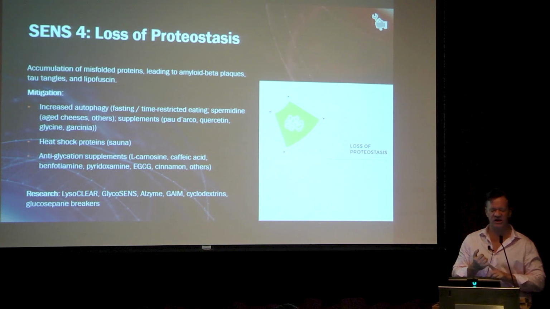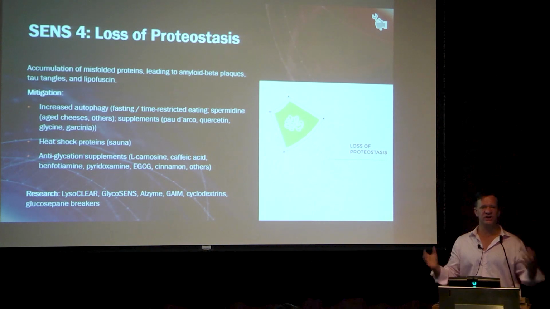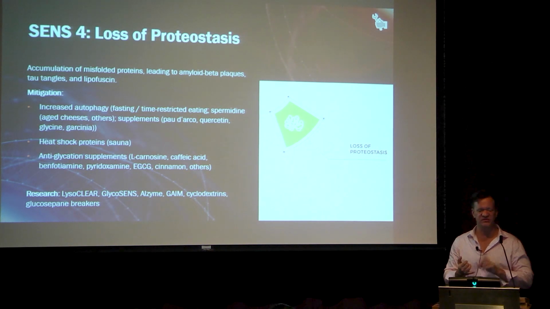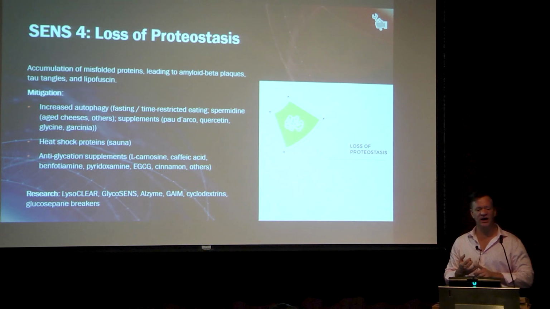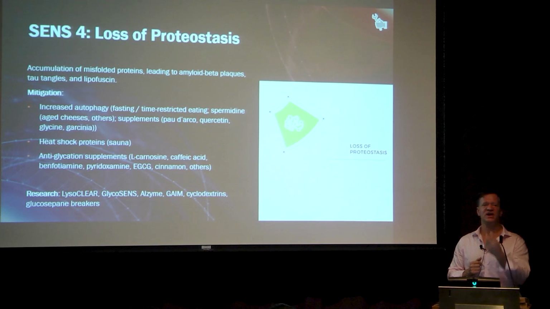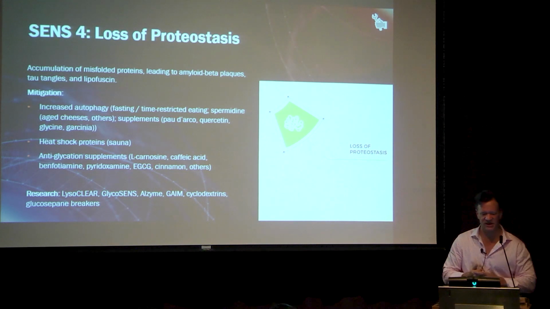One of them is increasing autophagy. That is the cellular cleanup process that happens inside your own cells. That includes fasting and time-restricted eating, which I'll talk about later in the talk. Aged cheeses actually have a compound called spermidine, which increases the amount of autophagy in your cells. It's amazing. They've found that if they give mice aged cheddar, they live 25% longer, right? Just because of eating this aged cheese that has these special polyamines in them.